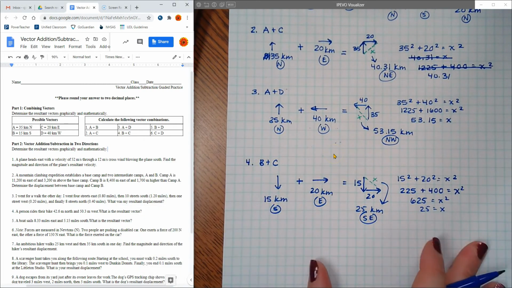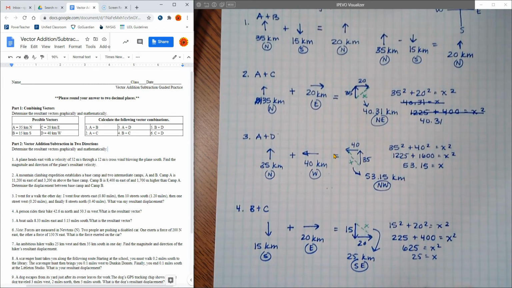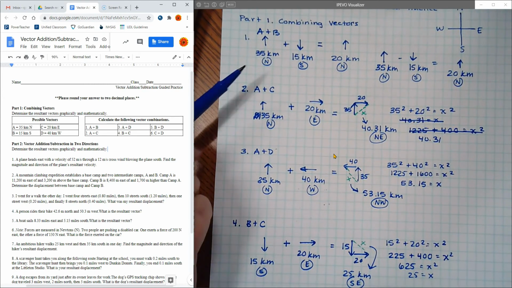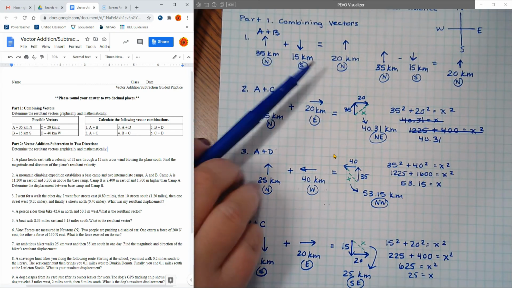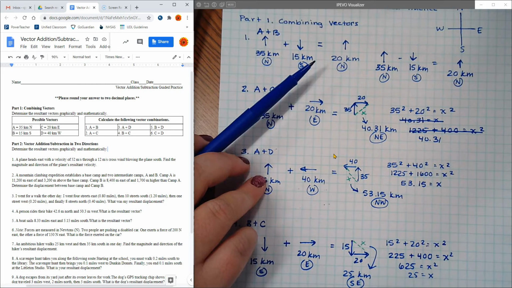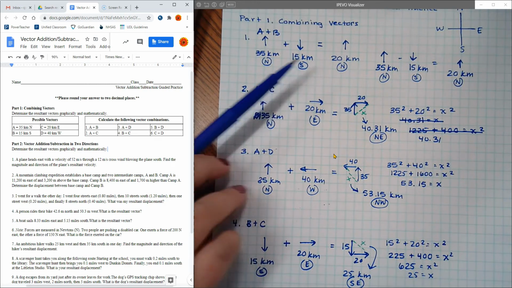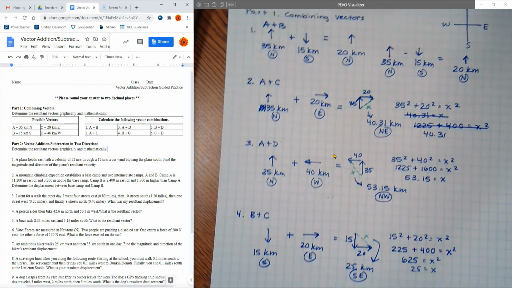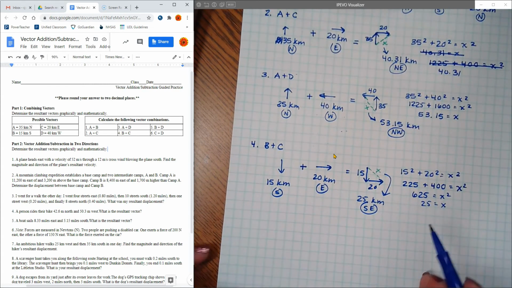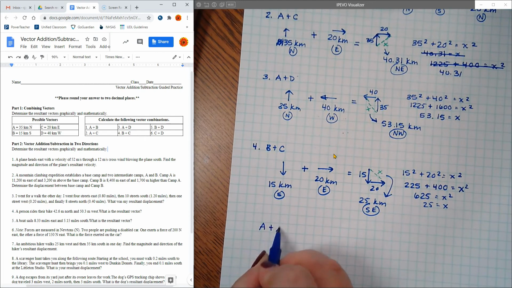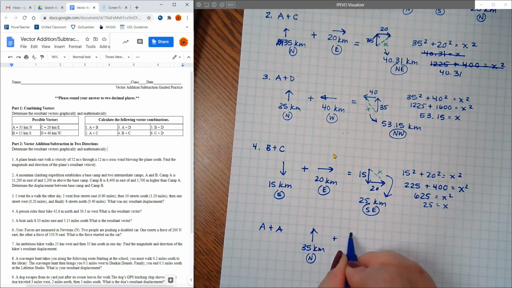Basically, we follow the same pattern every single time. If you have 2 vectors that are going in opposite directions, we can combine them with simple addition or subtraction. If they're going the same direction, I don't think we have any that are going the same direction. But if we had A plus A, we would have a 35 kilometer vector going in the north direction, as well as the second one.